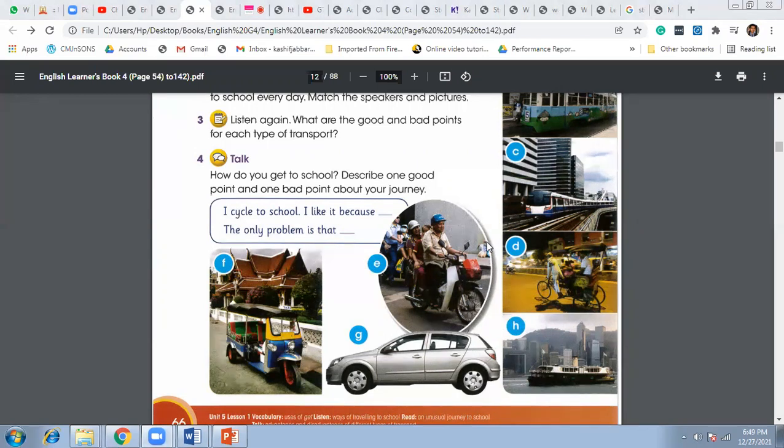If you are coming in the car, so what is so good and what is so bad? Tell me one good thing and one bad thing.